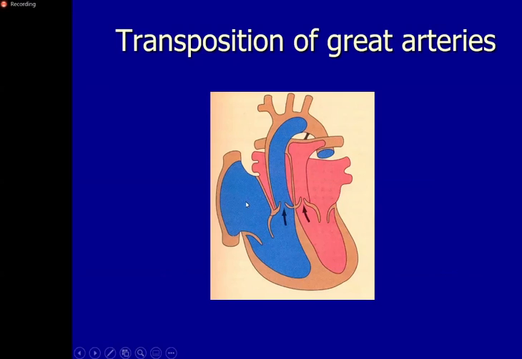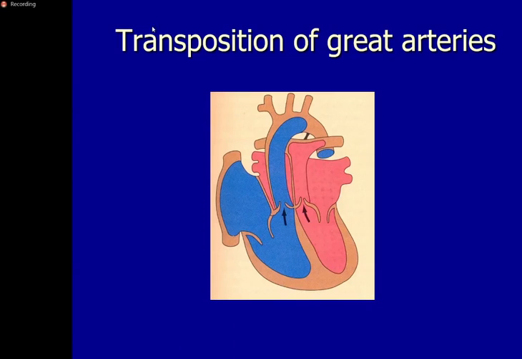In transposition of great arteries, you can see the blood coming from the IVC is going back into the aorta and going all around the body. Whereas the blood from the left ventricle goes into the pulmonary trunk, goes into the lungs, and comes back again into the left side. So you can see these two systems keep on going parallel to each other. One heart does not mix its blood with the other side.